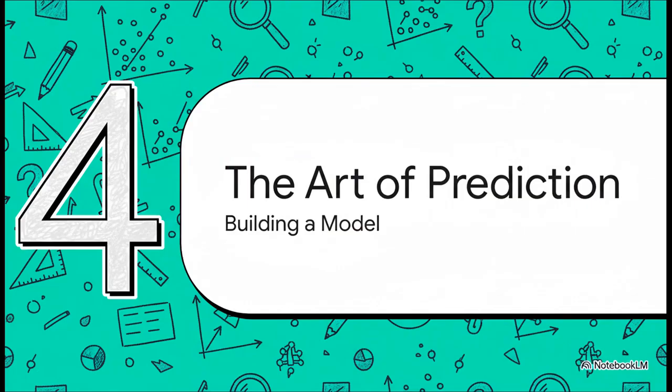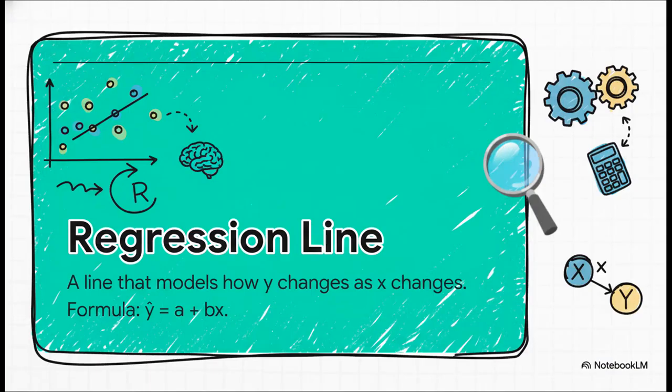Okay, so we've found a connection. We've measured it. Now for the really fun part, using what we've learned to try and predict the future. It's time to build a model. And our crystal ball, in this case, is called a regression line. Just think of it as the perfect line of best fit that we can draw right through the middle of our cloud of data points. Its whole job is to give us a prediction for y, we call it y hat, for any x we want to plug in. That little hat on the y just means it's a prediction, not the real thing.